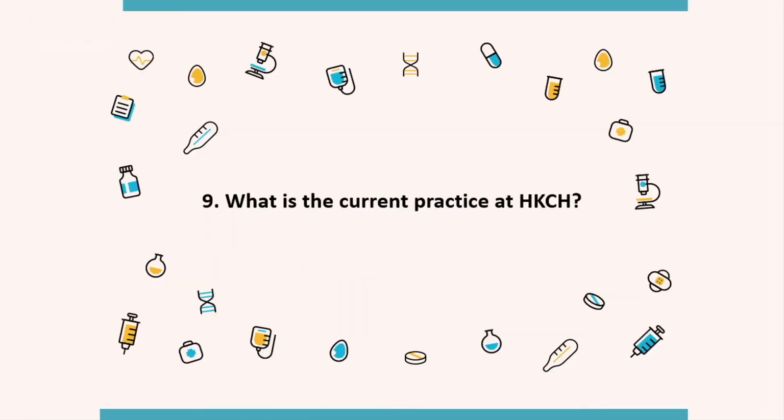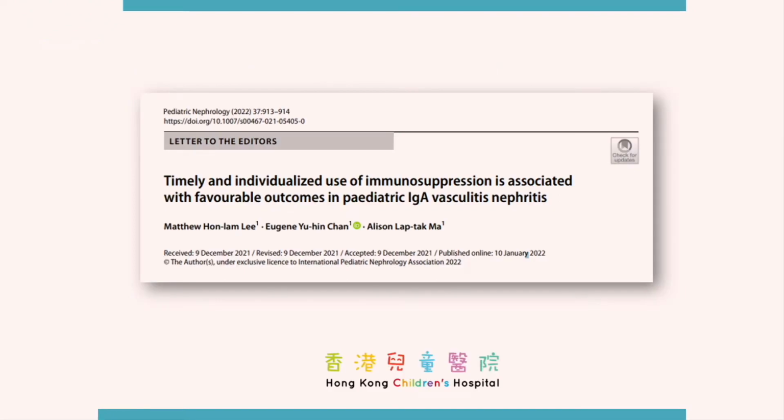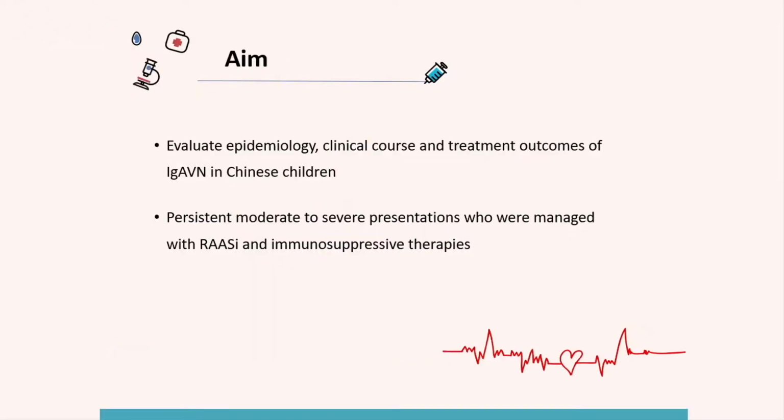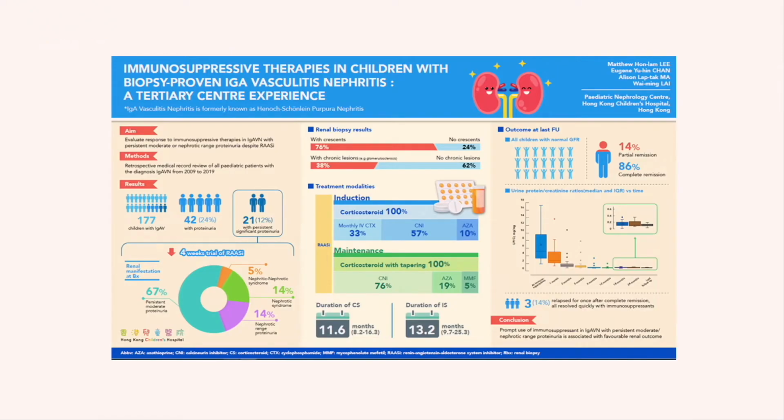So, what are we doing now in our center? Thanks to Matthew and Eugene, we did a review of our cohort of patients with pediatric IgA-VN, and we got this published in Pediatric Nephrology last year. We looked at a 10-year data analysis of our existing 177 patients who were looked after in our center, of whom around 24% had proteinuria, and at the end we included about 21% who had nephritis.